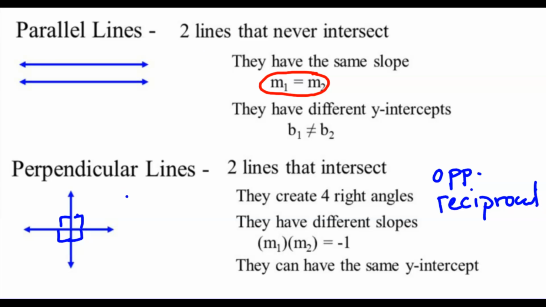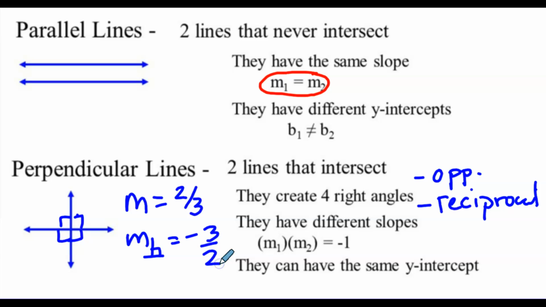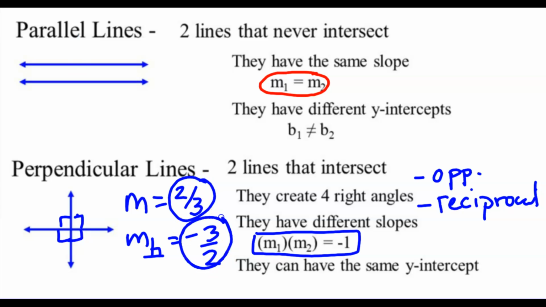So if one of the lines has a slope of 2/3, then the slope of a line perpendicular to that, that's the perpendicular symbol, would be the opposite. Opposite of positive is negative, and the reciprocal. The reciprocal of 2/3 is 3/2. Now this statement right here saying that their slopes multiplied together equal -1 just means if I were to multiply 2/3 times -3/2, I'd get -1.